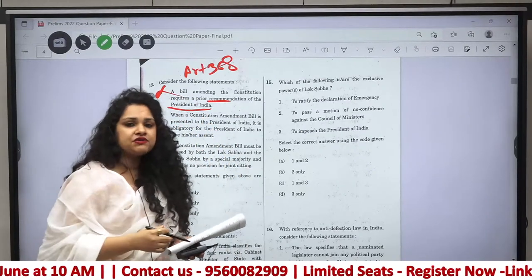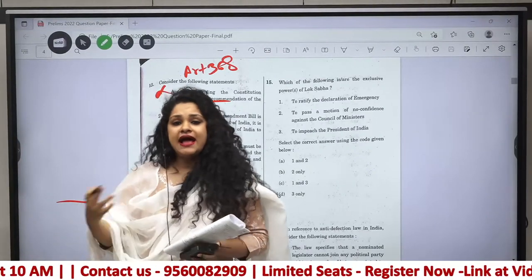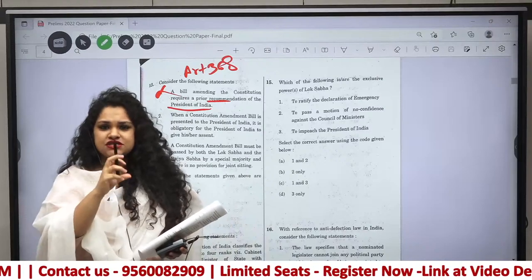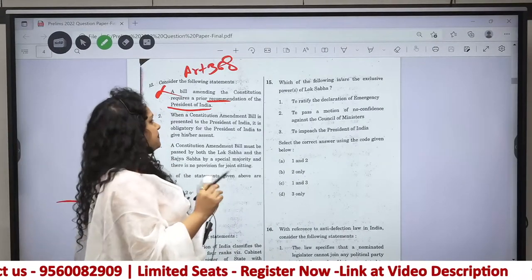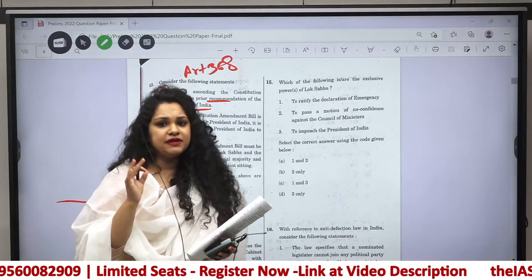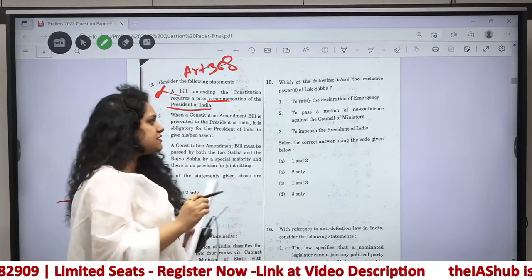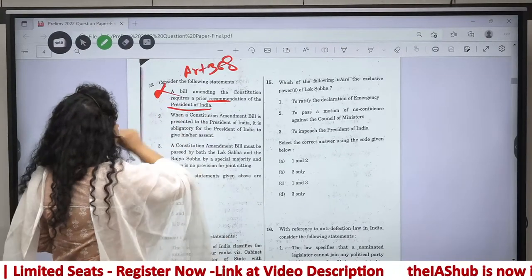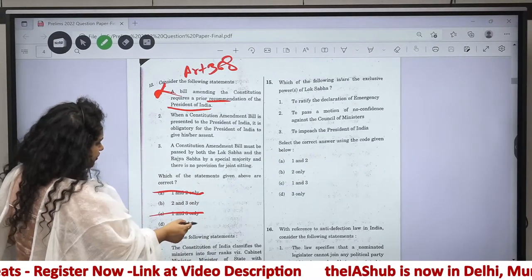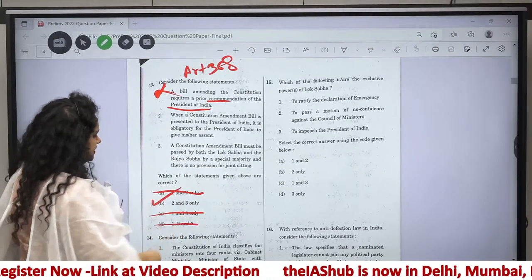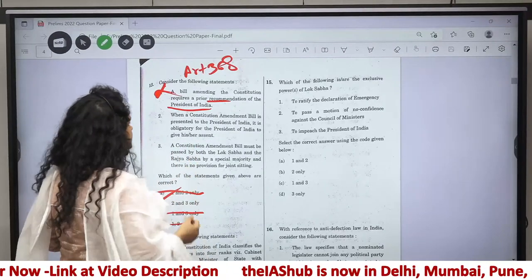Other bills that might require recommendation are the money bill, and the bill that alters the name, geography and boundaries of states. But for a constitution amendment bill, no such requirement is there. So we'll just strike this off, and we get to our answers 2 and 3. Even then, let's have a look at the other statements.